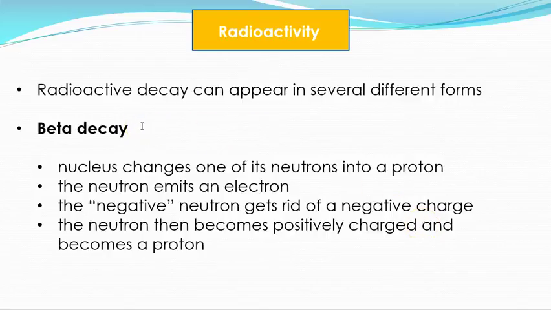Let's begin with beta decay. In beta decay, the nucleus changes one of its neutrons into a proton. The neutron emits an electron. The negative electron gets rid of a negative charge, and the neutron then becomes positively charged and becomes a proton. In beta decay, the electron produced is called a beta particle. It's still an electron, but they just name it a beta particle.